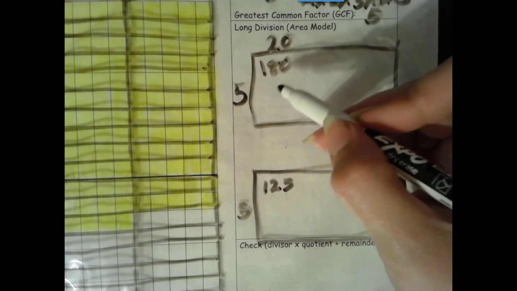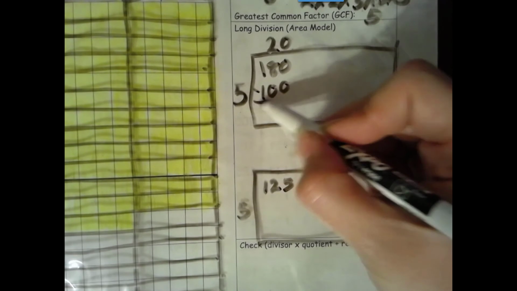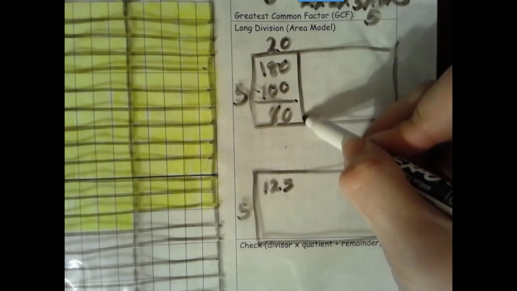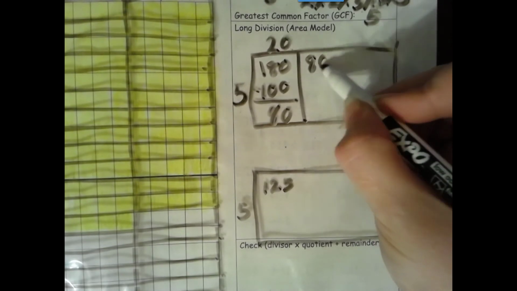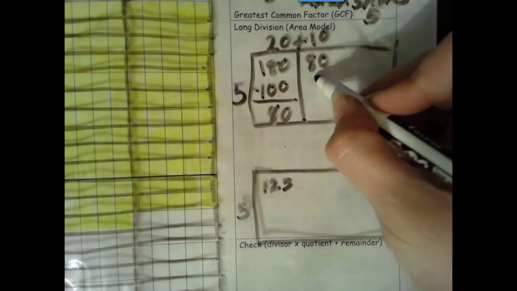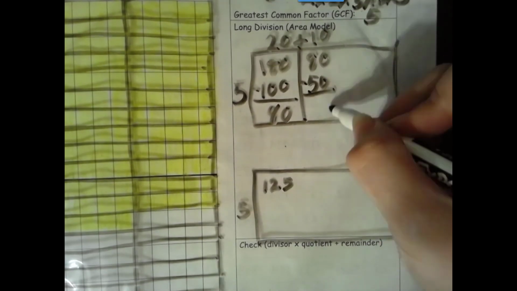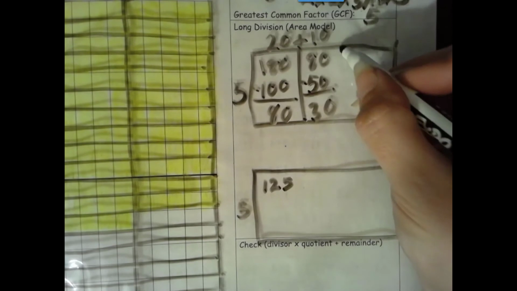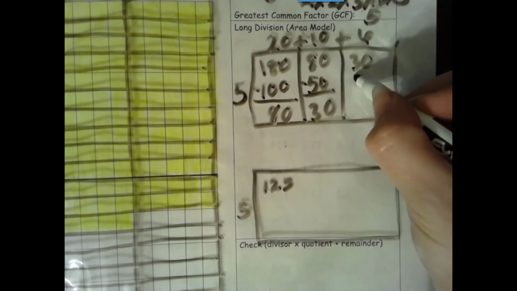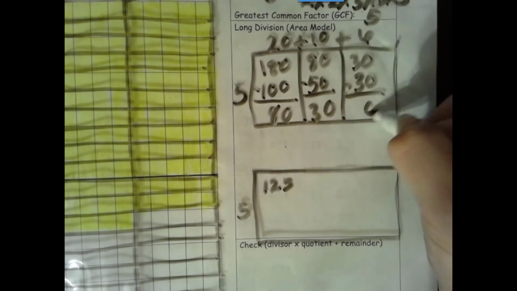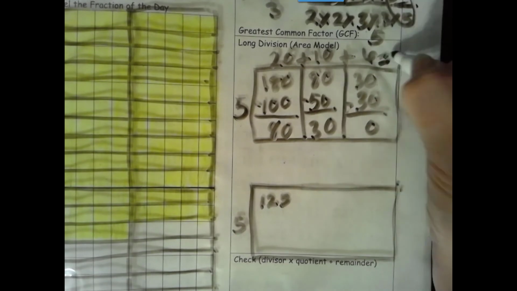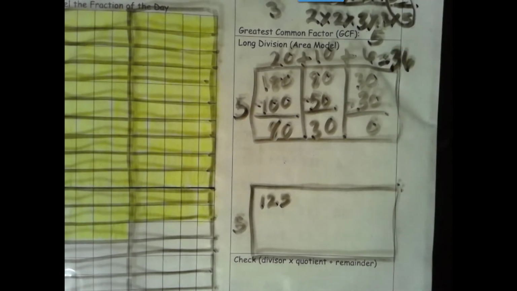Okay, 20 nickels is 100 cents. 5 times 20 is 100. Numbers the same. Zero's the game. More on top. No need to stop. Numbers the same. Zero's the game. Bring the 80 up here. 10 times 5 is 50. Numbers the same. Zero's the game. More on top. No need to stop. Bring the 30 up here. 6 times 5 is 30. Numbers the same. Zero's the game. 20 plus 10 is 30, plus 6 is 36.